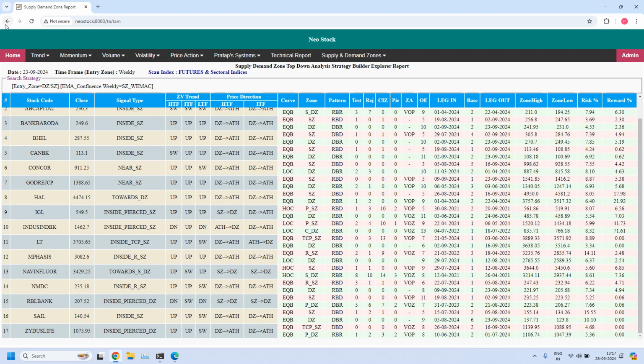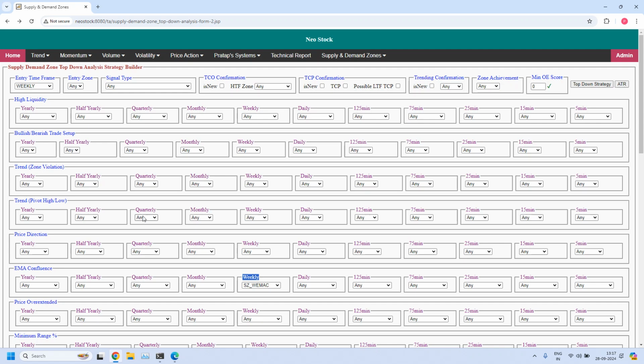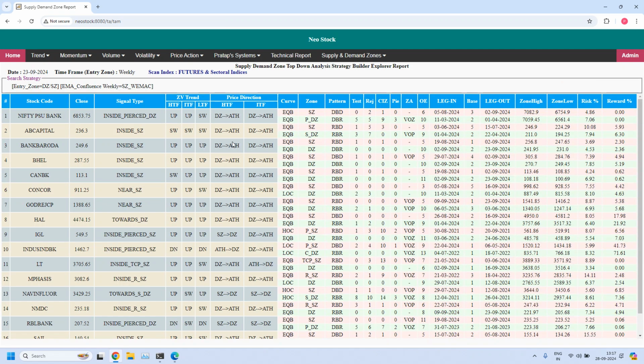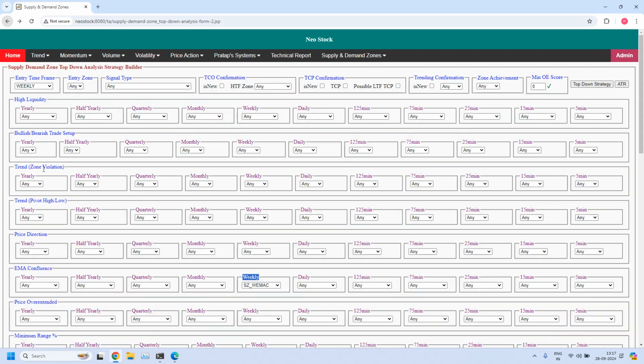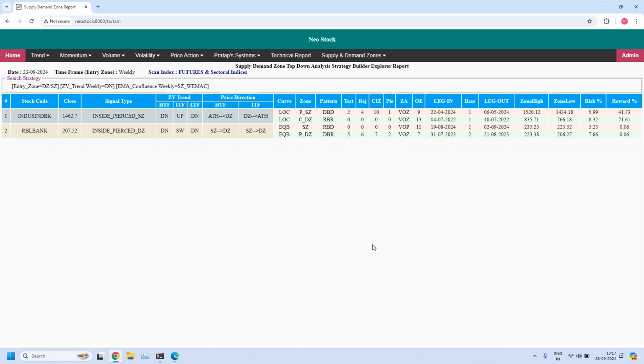Let us add even a swing high-low trend also. But here, did I add the trend? No. Because earlier, see, many of these stocks are sideways, uptrend. Only we want downtrend related stocks. So that's why I need to add a trend based on the zone violation. Weekly trend I selected down. Now let me check. See, now we got only 2 stocks.